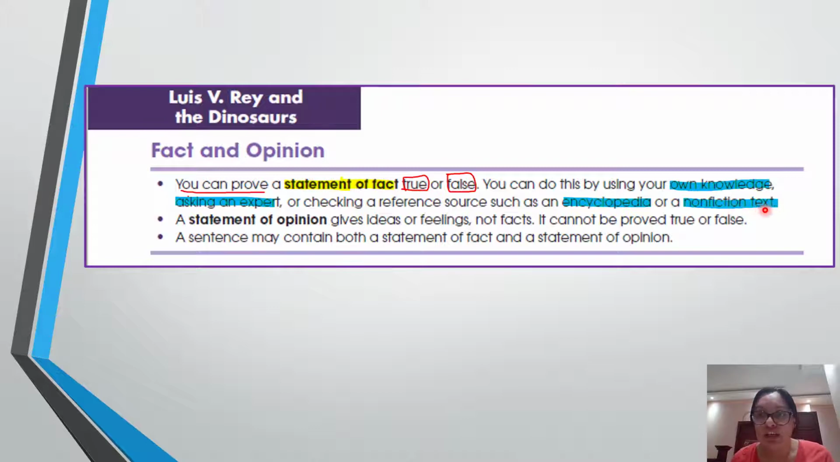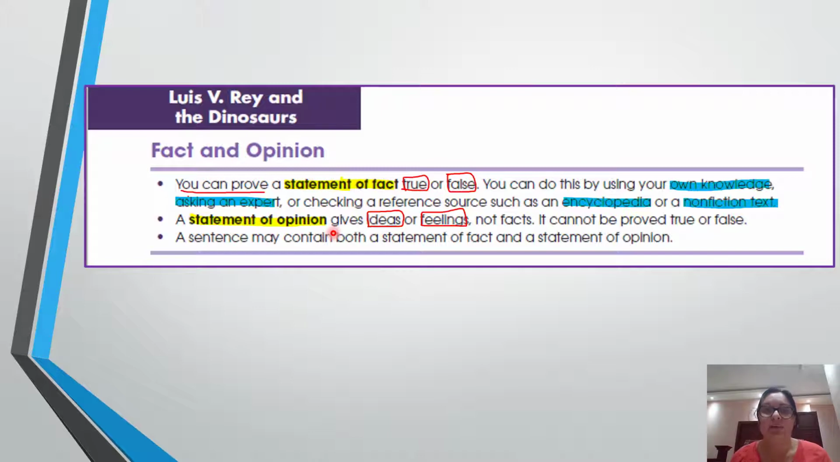So a non-fiction text is a book that is going to give you information about certain areas or certain topics. Now we have a statement of opinion. Now let's underline the most important details in this definition, the clue words in this definition. In a statement of opinion, you give your idea or your opinion or your feelings about something. So you cannot prove an opinion. An opinion is not a fact. And you cannot prove if that opinion is true or false.